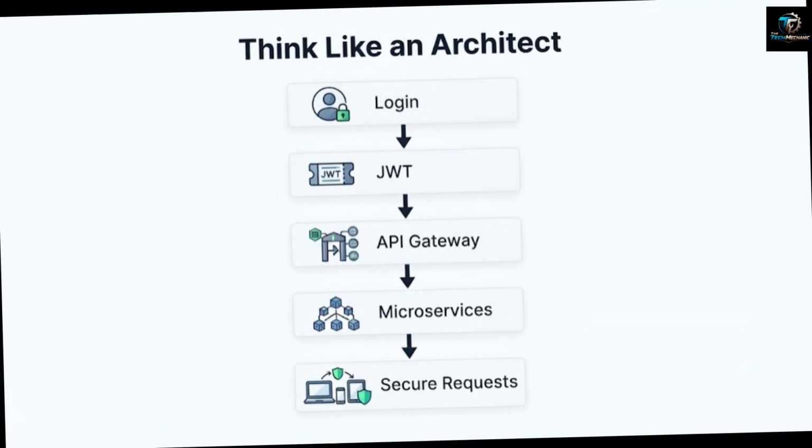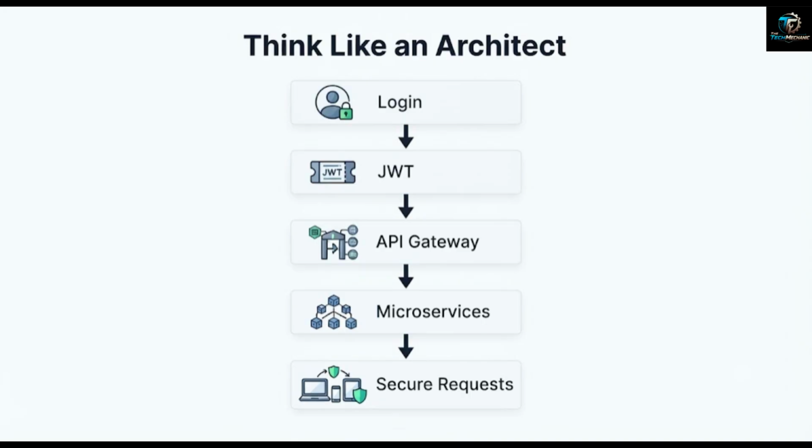Let's summarize. A JWT is a secure digital identity token issued after successful authentication. Instead of sending your password with every request, you send the token. This enables scalable, stateless authentication across multiple services. Great architects design systems where users authenticate once but remain securely connected across the entire platform.